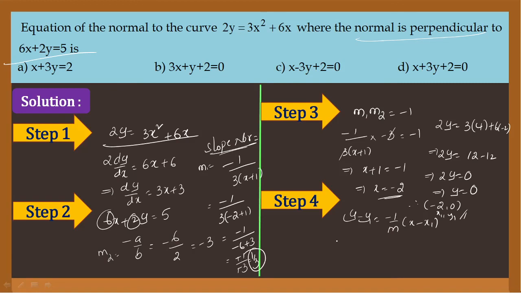So here y - y1 is 0. This equals -1 by m is 1 by 3 into (x - x1), x - (-2), minus of minus 2 is plus 2. This implies 3y = x + 2. This implies x - 3y + 2 = 0. Therefore, the answer is option C.